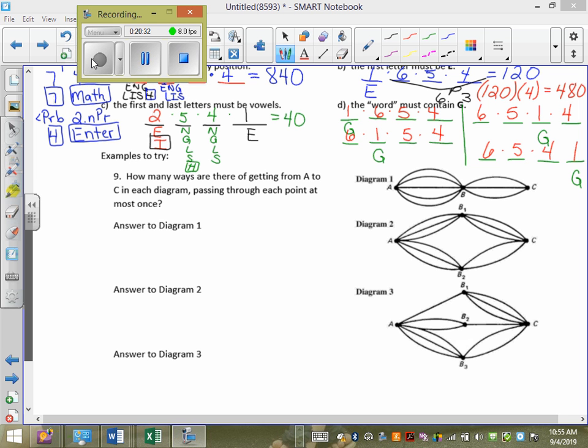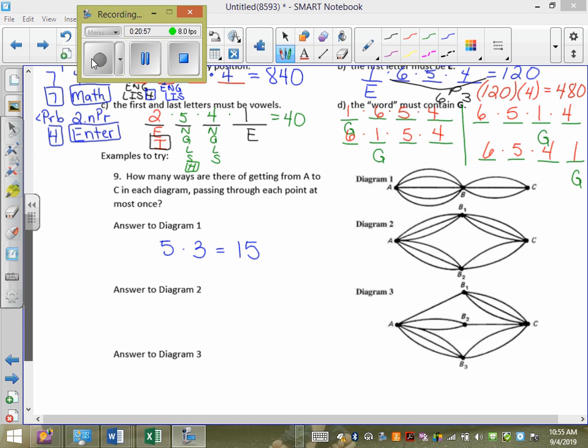Okay, diagram 1. Diagram 1 is actually an easier question, and sometimes I find when I give you easier questions, you do worse on them, just so you know, because you think there's got to be a trick or something. So this one literally has 5 paths to B and 3 paths to C. So we just do 5 times 3, which is 15.